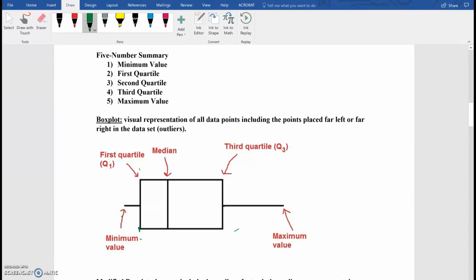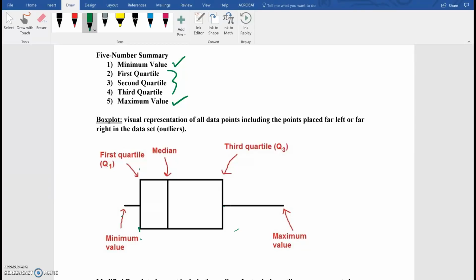Okay guys, so in this video we are going to continue on with quartiles, and now we're going to add two more values, and that is our minimum value and our maximum value along with our quartiles. And the whole thing that we're going to try to do is to construct a box plot.